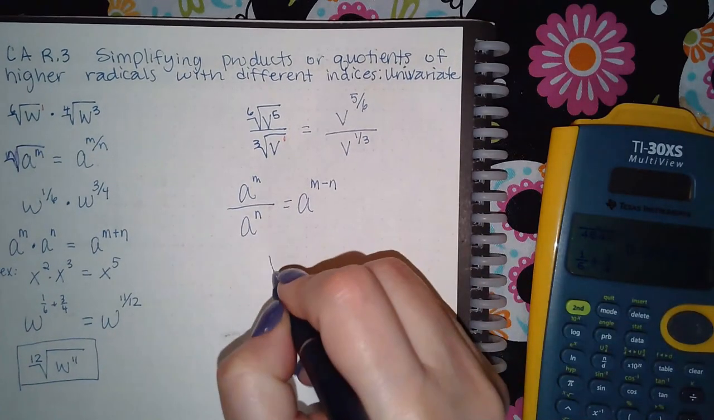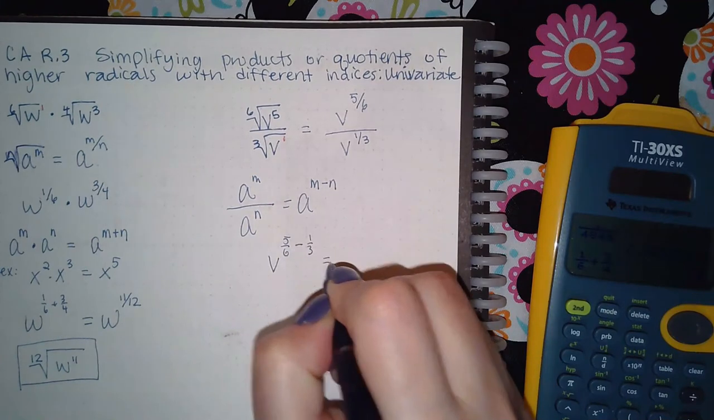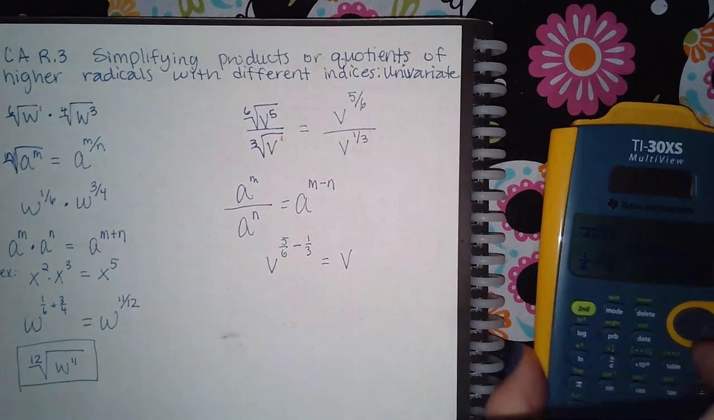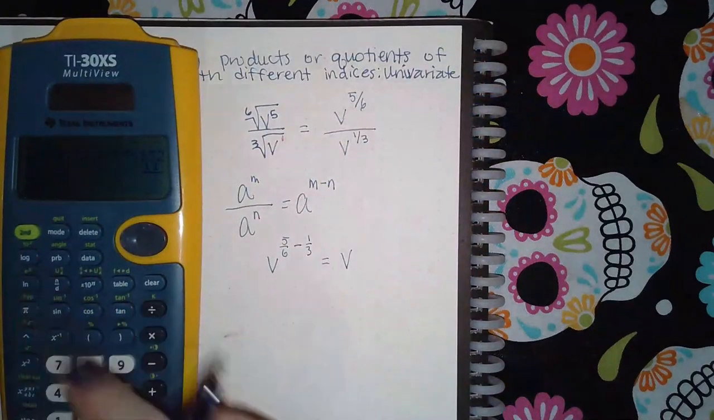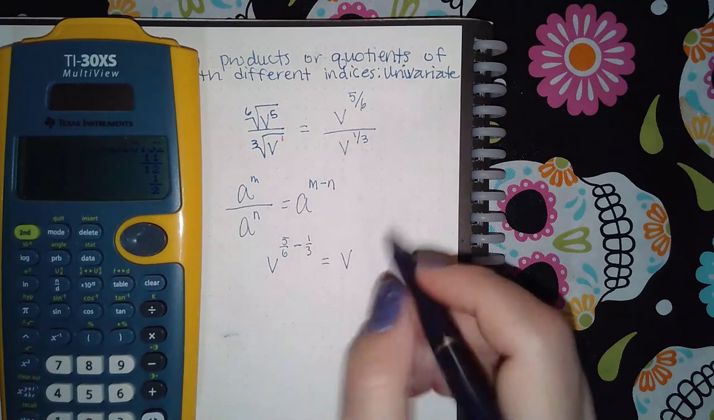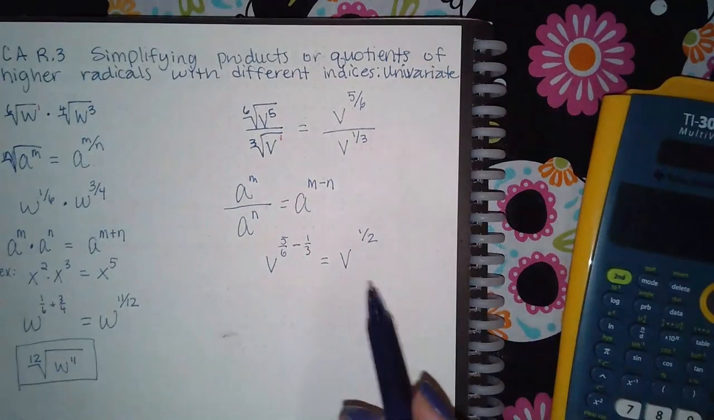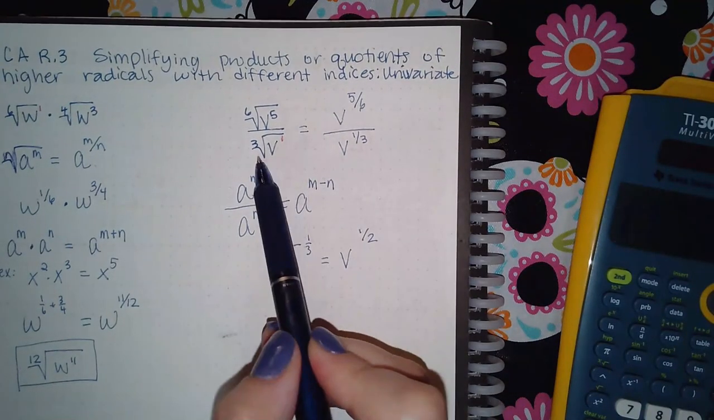So then I'm going to get v to the 5/6 minus 1/3. Again, I don't really ever write that step. You just do it. But for teaching purposes, I'm going to go ahead and leave it in there so that way you can see what I've done. So we get 1/2.